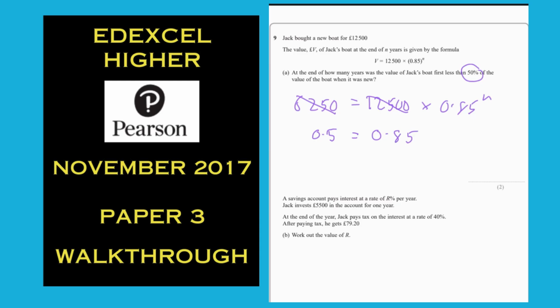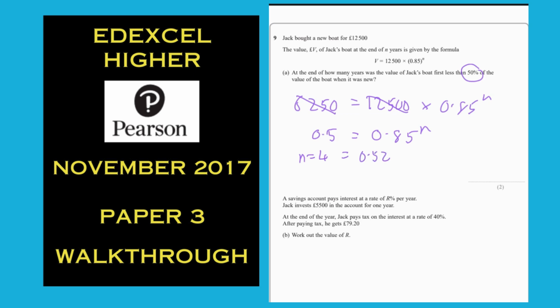Now, if you've seen any A-level or got someone older who does A-level and ask them how to do it, they'd use logs to find this. We won't, we can't. Well, you can if you know how to use them, but let's not bother. Pick a value of n. I did n equals 4.